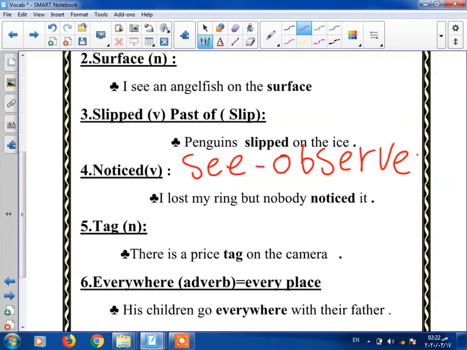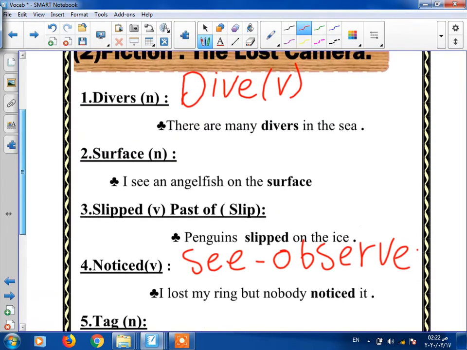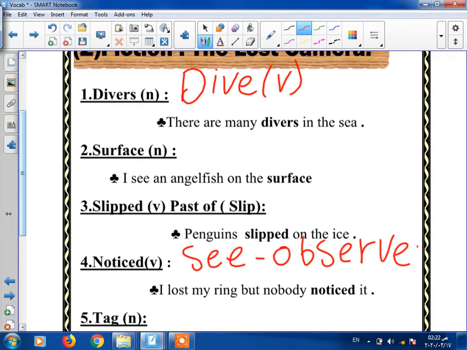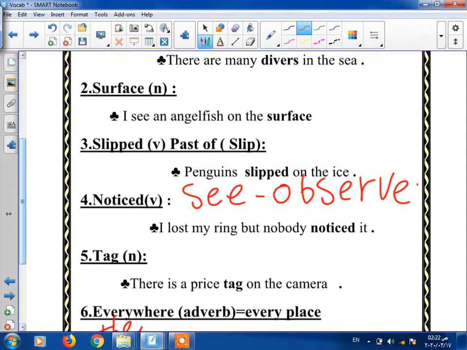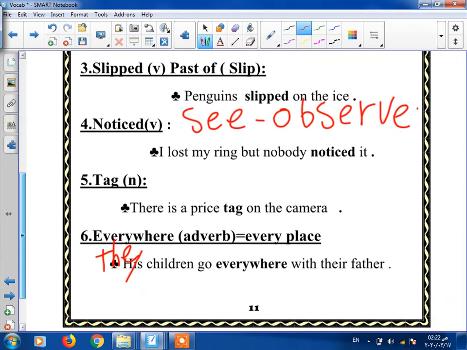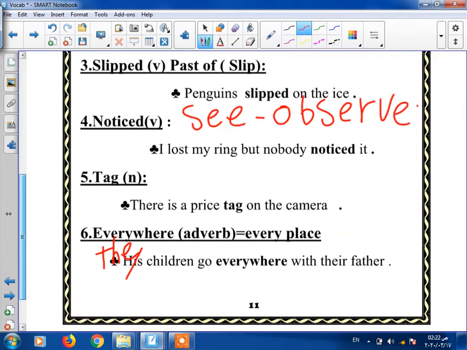So the last word, we have everywhere. Everywhere means every place. Can you grab this and write it down? The children go everywhere with their father. So we take the six words. Number one, diver. Number two, surface. Number three, slipped. Number four, noticed. Number five, tag, and number six, everywhere.